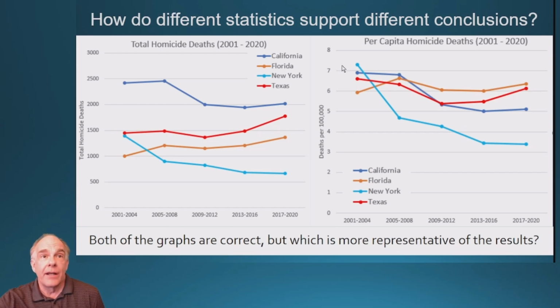New York City, again, including the 9/11 deaths, is much lower than California, Florida, and Texas in both total homicides and per capita homicides. Both of these graphs are accurate, but which is more representative of the results?